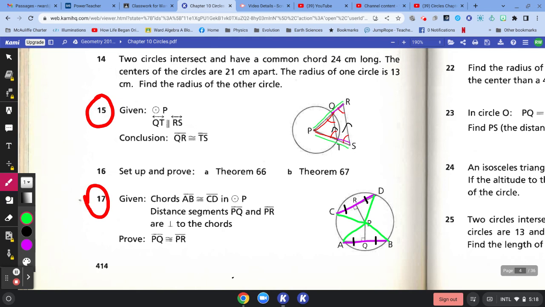So that means I can set up a right triangle here. PRC is a right triangle with a leg and a hypotenuse that are congruent to, say, AQP with a leg and a hypotenuse. So by hypotenuse leg, I can prove that those triangles are congruent. And since those triangles are congruent, PR and PQ are congruent by CPCTC: corresponding parts of congruent triangles are congruent.